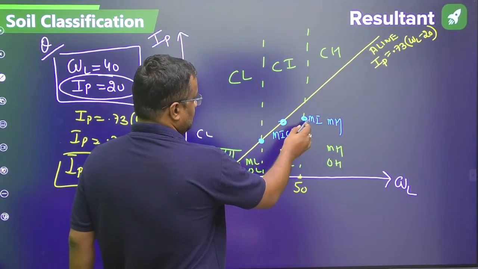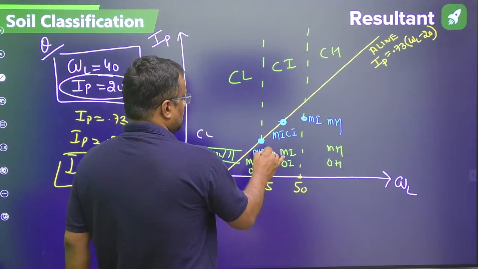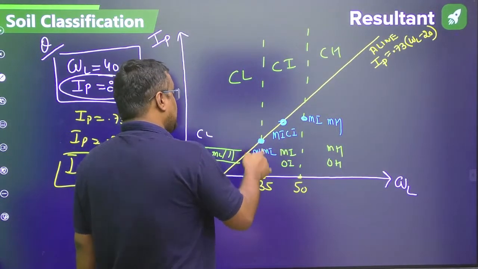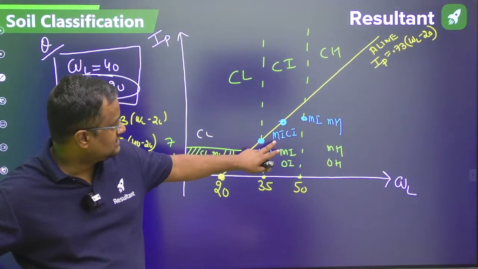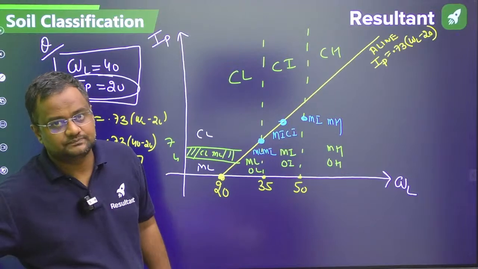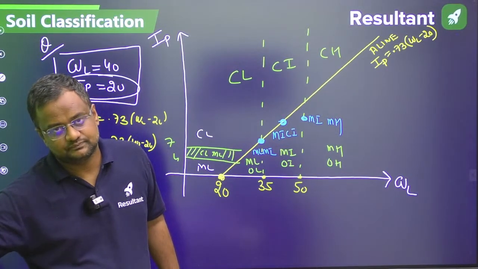This is CI-MI. Here the name will be ML-MI. You will not give ML-CL, MI-CI. Not that much big name. Here it will be ML-MI, MI-CI, MI-MH, if these things are coming at the boundary.